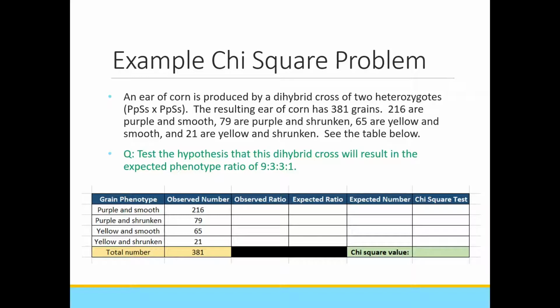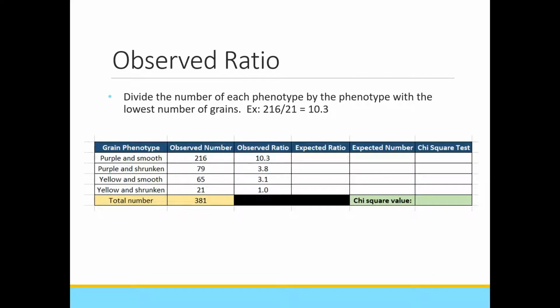And our question is to basically test the hypothesis that our data reflects what we predict with a dihybrid cross. That should give us an expected phenotype ratio of 9 to 3 to 3 to 1. So that's basically the theoretical expectation. Does the reality fit that expectation? That's what we are going to find out. So we have to fill out this table.